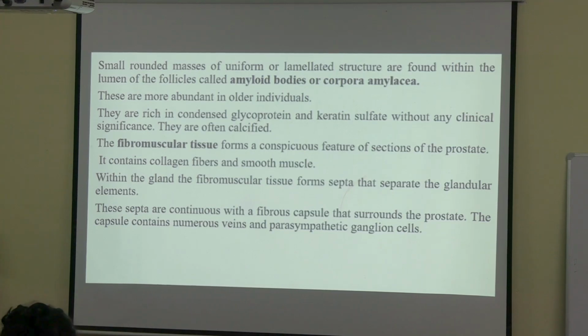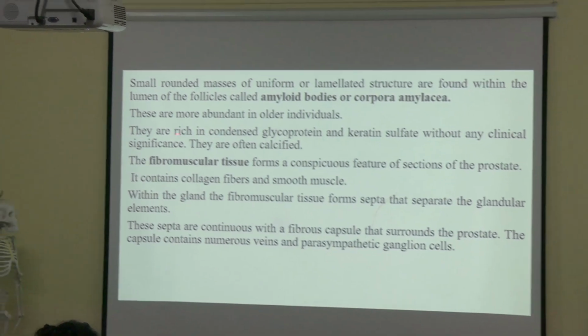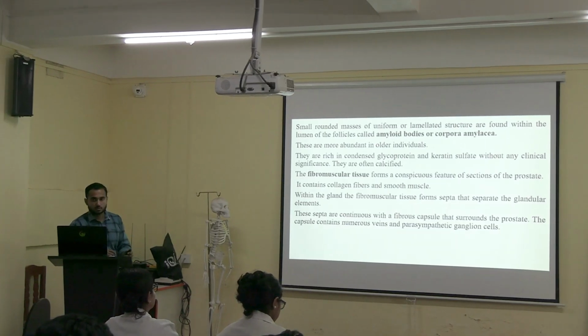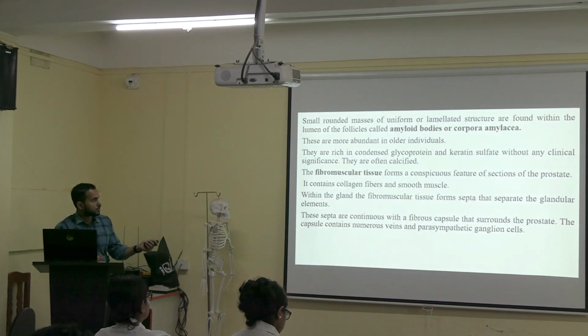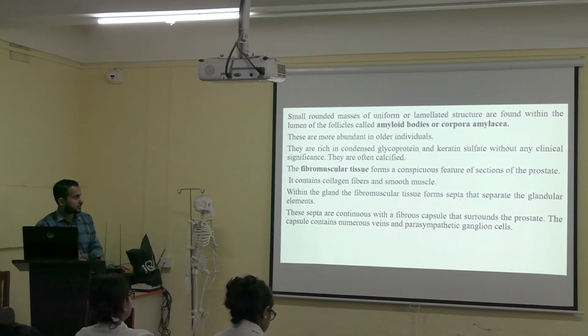Why they are present and what their function is, is still unknown. No one knows why it is present, but it is present. They stain darkly. They are rich in condensed glycoprotein keratan sulfate, without any clinical significance. Next, the fibromuscular stroma is mainly made up of collagen fibers and smooth muscles.